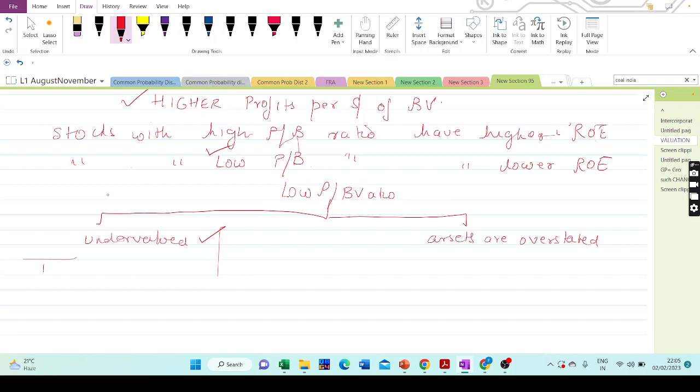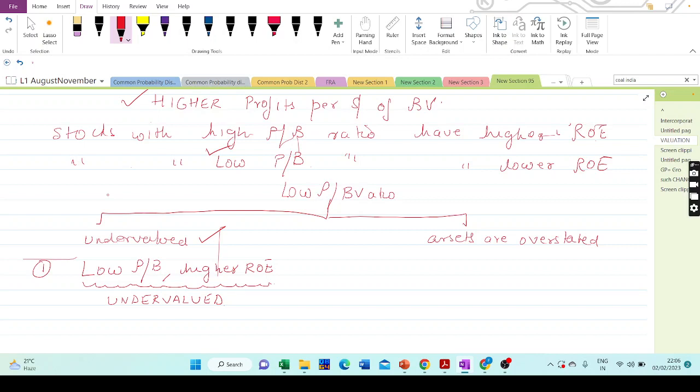Now, how will you identify an undervalued stock using the price to book value ratio? Guys, the classical case is, if you find a stock with a low price to book but a higher ROE, then you can safely assume that this stock is an undervalued stock. Guys, this is what actually happens in the market. I'll just prove it to you.